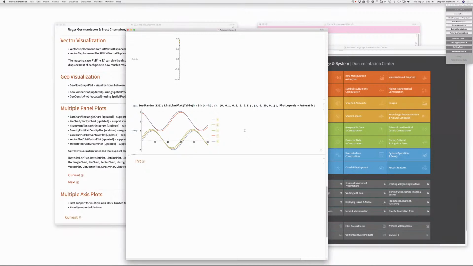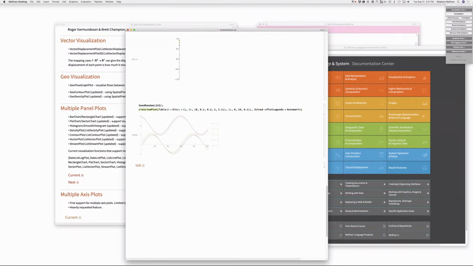So now if you said something like Joined, and you set some of them to be joined and some of them to be false, the ones that you say false would show up as dots, not as lines. I didn't even know it did that. True, false, true, and it'll just repeat if you give it a shorter list. Oh, that's nice. And I think it's the same with Dashed and stuff like that.